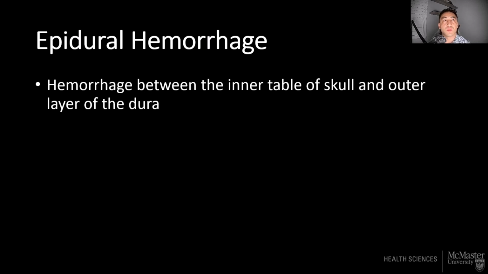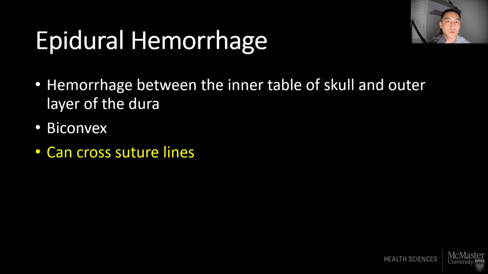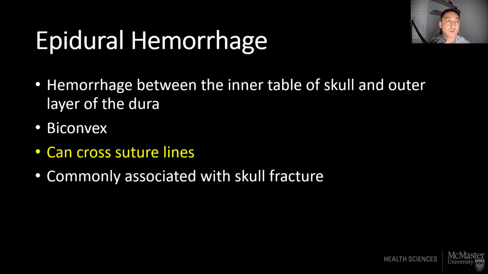It's hemorrhage between the inner table of the skull and outer layer of the dura. They're biconvex. They can cross suture lines. I learned in med school that they can't, but they can. So don't use suture lines to exclude epidural hemorrhage. They're commonly associated with skull fractures.